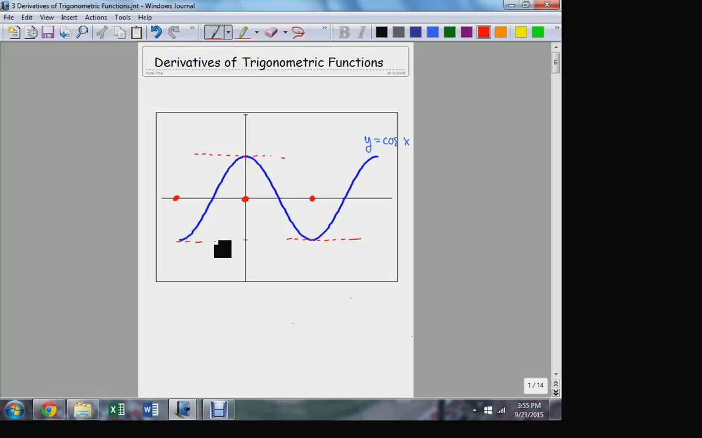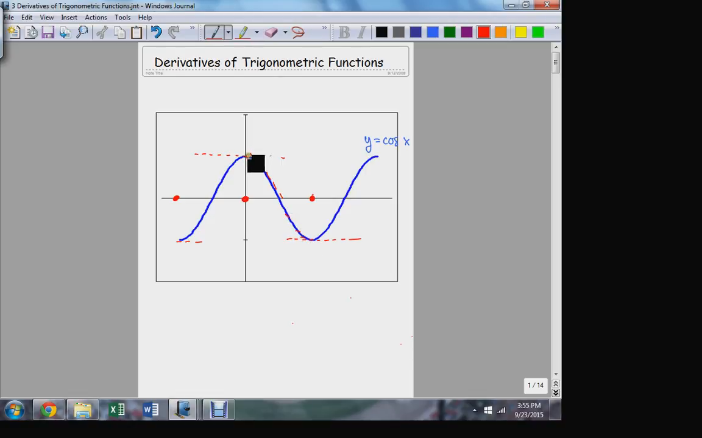What else can I say about this? What happens here? After this graph tops out, now the graph is heading in the downward direction. What do I know about the slopes of the tangent lines as I move over here to this side of the axis? Are they going to be positive or negative? They're going to be negative now. From here to here, in between, all of these slopes actually turn out to be negative.